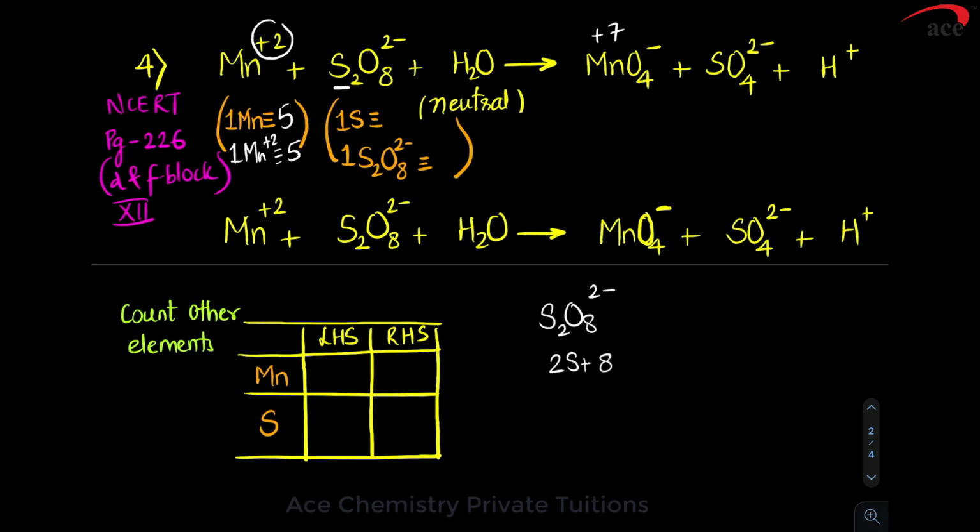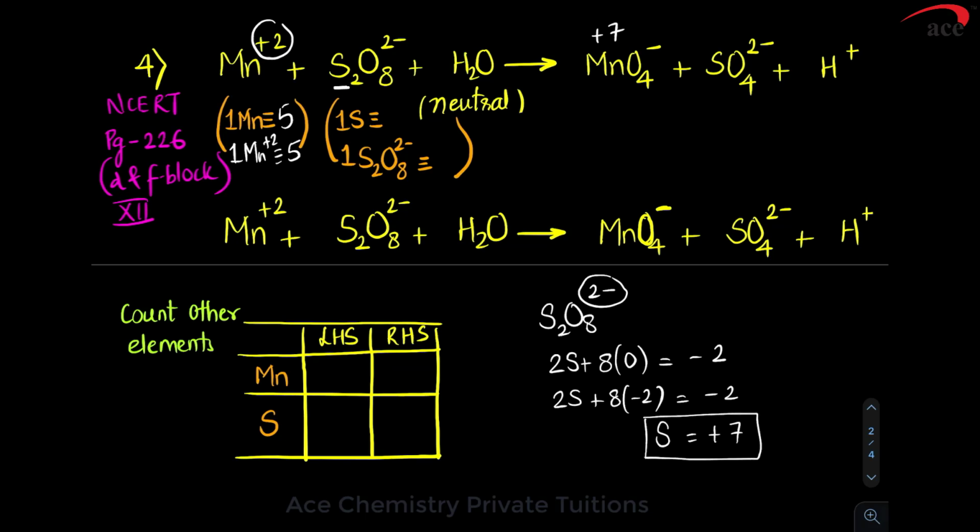2 sulfur, 8 oxygen is equal to minus 2. Sulfur you don't know. Oxygen is minus 2. Total is minus 2 because total is equal to the charge. If you solve, sulfur will come out to be plus 7. Now, right, as per inorganic chemistry, sulfur can never have oxidation state more than plus 6. But from physical chemistry perspective, plus 7 is possible. In inorganic chemistry, the answer plus 7 is not accepted. But from the redox reaction balancing point of view, plus 7 is allowed.